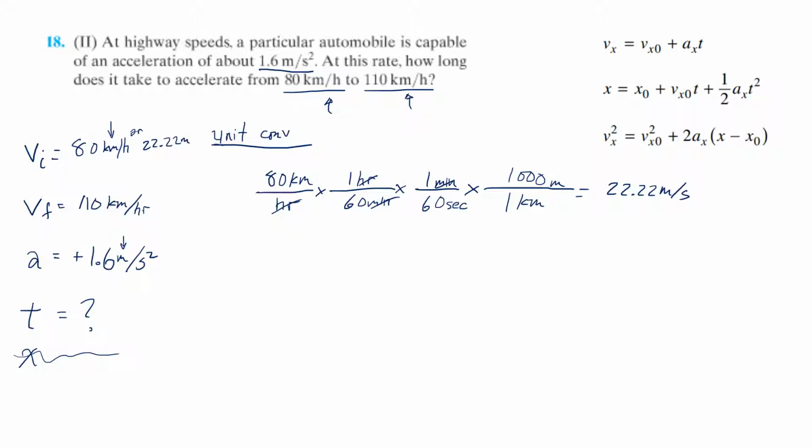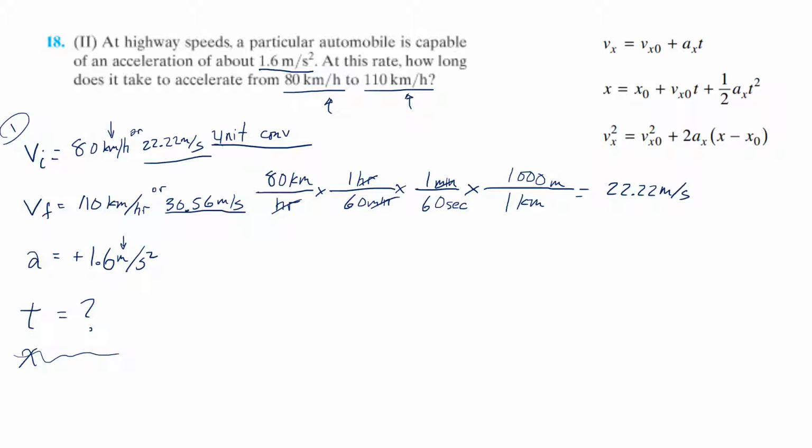I went ahead and did the math again for our final velocity. So our final velocity became 30.56 meters per second. Okay, so step 1 done. I filled in my variables. All right, we got some fancy ones I needed to convert.